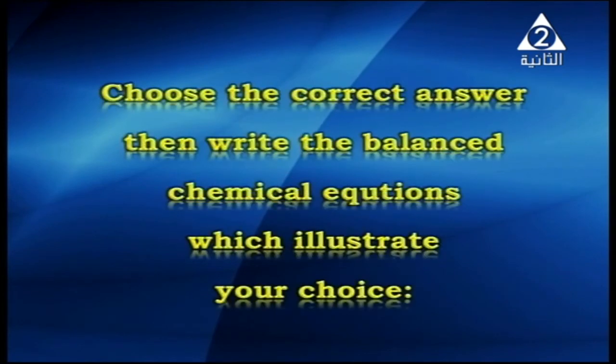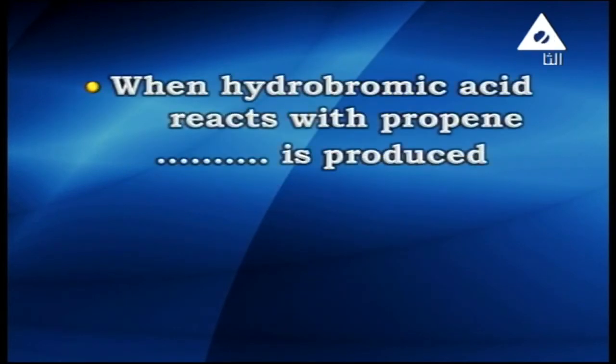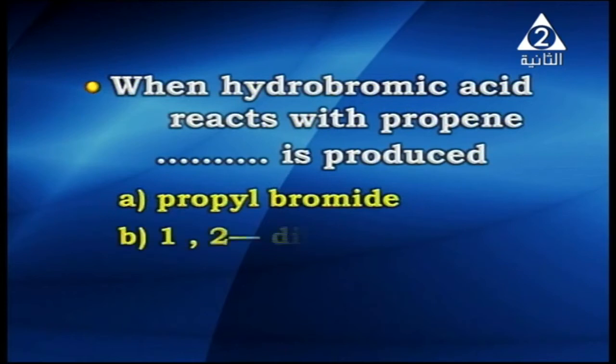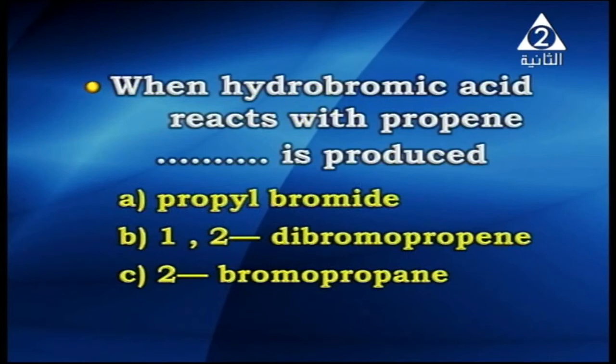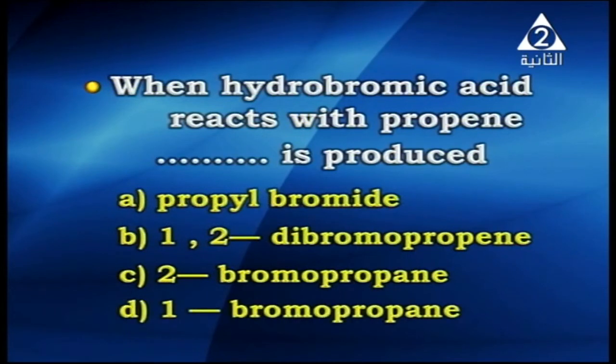Next type of question. Choose the correct answer, then write the balanced chemical equation which illustrates your choice. When hydrobromic acid reacts with propene, what is produced? Propyl bromide, 1,2-dibromopropene, 2-bromopropane, 1-bromopropane. If you solve this question, my dear student, you will find the answer.